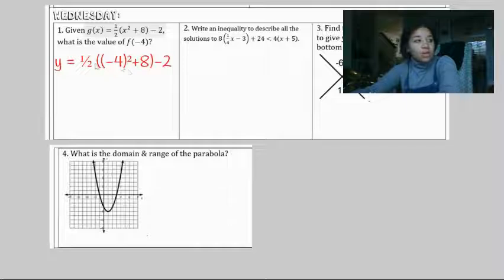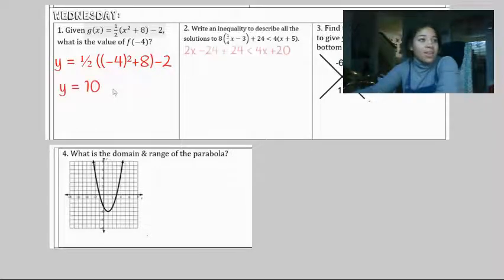And you can also do the math. This would be 16. 16 plus 8 is, what is 16 plus 8? 24. Okay, so 24. And then half of 24 is 12. Minus 2 is 10. All right. Let me finish this. Go back.